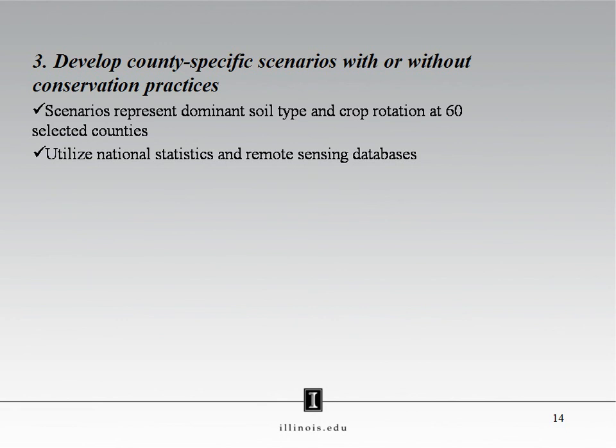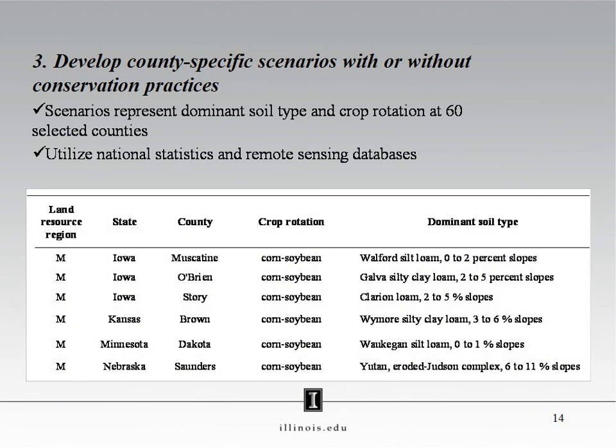To identify the dominant crop rotation and soil texture to develop county-specific scenarios, we used the national statistics and the remote sensing database. This is a result from analyzing the remote sensing database and national statistics. We could identify the major crop rotation and dominant soil type in each of the counties.